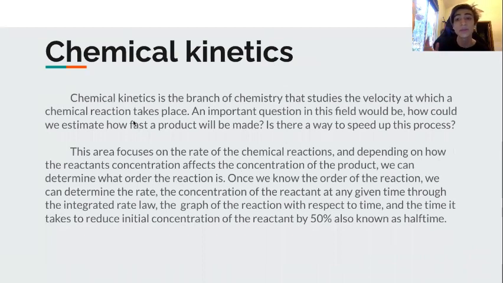Chemical kinetics is a branch that studies the velocity at which a chemical reaction takes place. The area focuses on the rate of reactions, and depending on how the reactant concentration affects the concentration of the products, we can determine what order the reaction is. Once we know the order of the reaction, we can determine the rate, the concentration of the reactant at any given time through the integrated rate law, the graph of the reaction with respect to time, and the time it takes to reduce the initial concentration by 50%, also known as half-life.